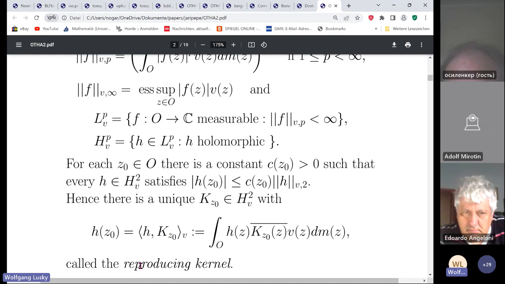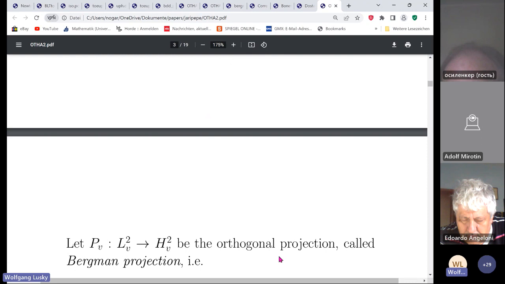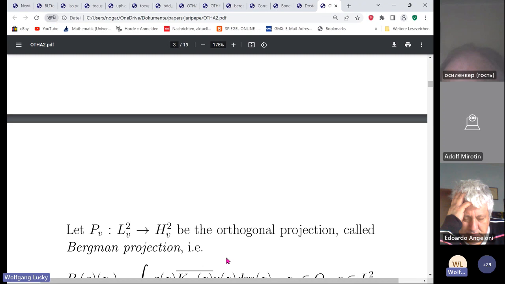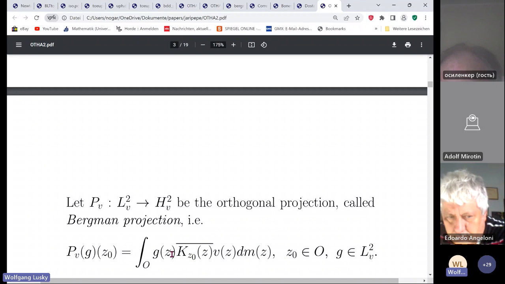Now I introduce the Bergman projection for such a weight function. This is nothing else than the orthogonal projection from L_v2 down to capital H_v2. Of course, this is a norm one projection. It can be expressed by means of the reproducing kernel as an integral. So if we take any L_v2 function g, and any point z0 in O, then P_v of g applied to z0 is nothing else than this integral over here. In the following, sometimes I want to apply this Bergman projection to elements which might not be in L_v2. Then this becomes the defining equation. So I want to extend this definition by means of this integral whenever this integral exists.